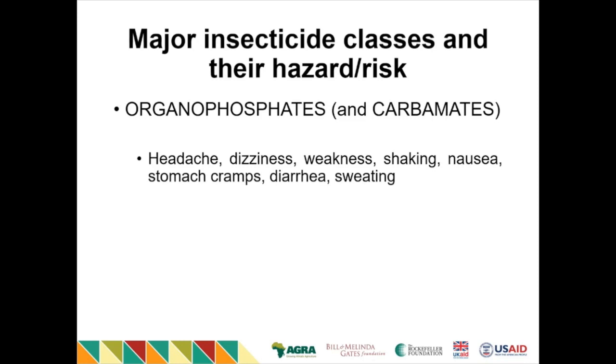Organophosphates are normally quite toxic compared to other insecticide classes. And you'll see a range of symptoms there that are typical of organophosphate or carbamate overexposure. Most of the labels that you'll encounter in the field will also have this kind of information on it, and information aimed at mitigating any of these symptoms.